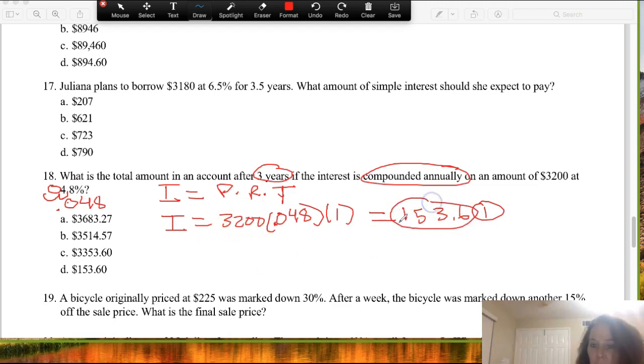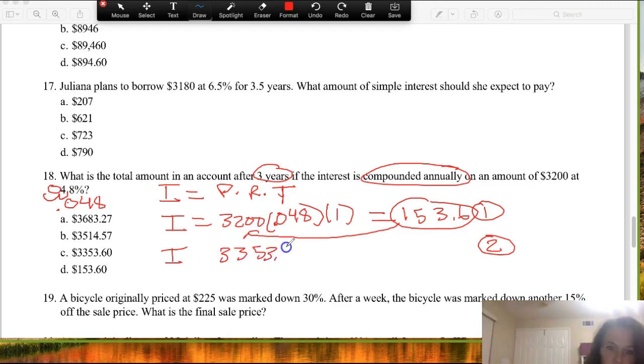Now that's my money, so I get to add it back to this money, and the next year, so I'm going to put year 2 here. The next year I have 3,200 plus 153.60, so I'm going to add those together, and I'm going to get 3353.6. That's how much money I have, $3,353.60 in my account. You can add the 0 for a placeholder. Now I take that times my interest rate of 0.048, and I do it for another year.